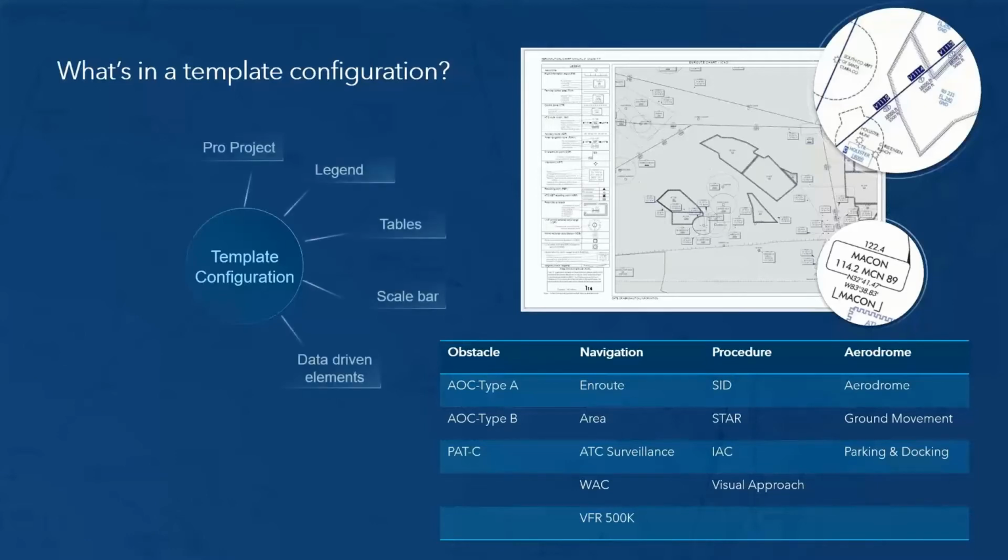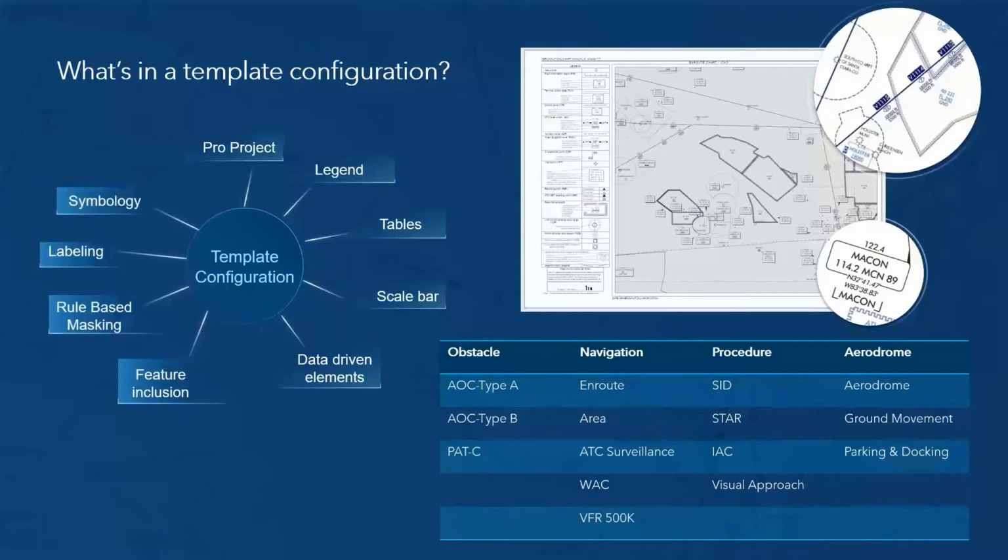And it's really broken down into two parts. One, I would consider kind of map-based elements. So there's a Pro project, there are legends, tables, scale bars, data-driven elements, etc. And then on the other side, we've got rule-based elements. These are the business rules for how we depict the features based on their attribution, what needs to go into a label box, what features are actually included in a specific chart, any of the rule-based masking that would be required as well. So we're actively working on building all of the templates for the ICAO charts that you see listed in the table here in the lower right-hand of the screen.